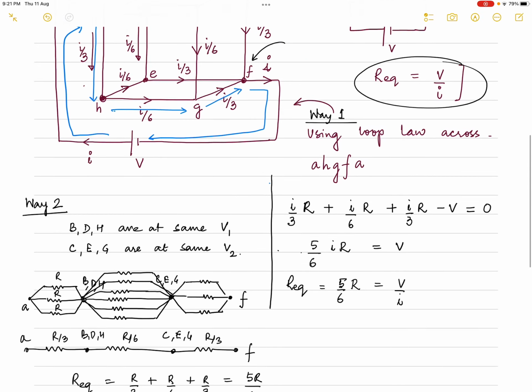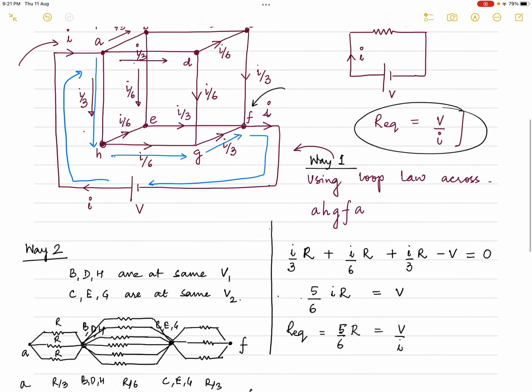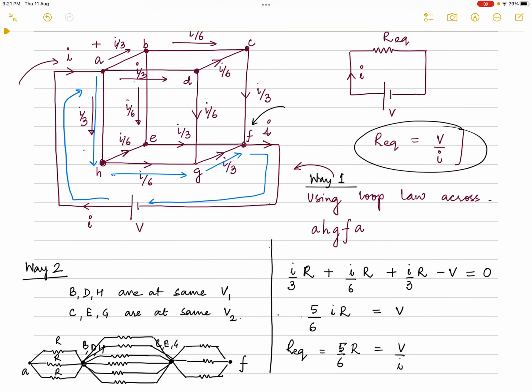So see that both the ways are quite simple. Once you identify the symmetry of the circuit, it's quite easy to get your answer through both of these methods. You can choose any one, whichever you feel is more comfortable.